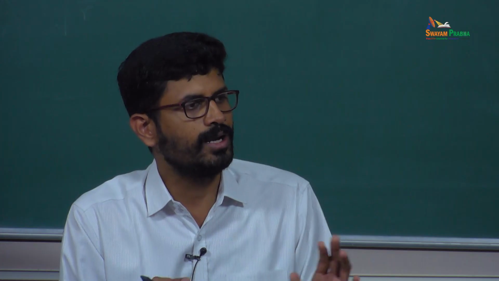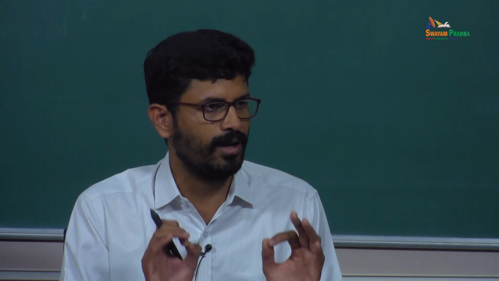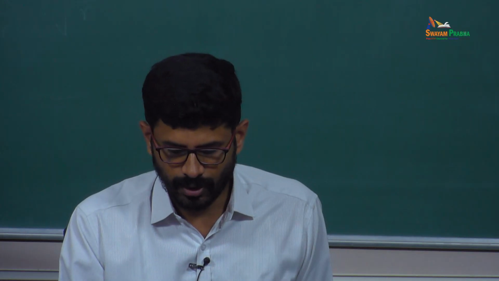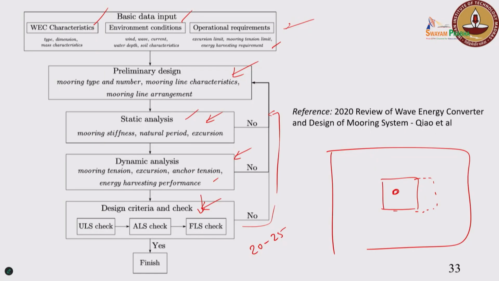So by doing all these analyses, what we are trying to find is whether it is within the limit or not, whether my item will be sustaining, whether it will be safe for the 20 to 25 years service life, right. So that is why we do this ultimate limit state, accidental limit state, fatigue limit state, right. Once it satisfies all these, it is finished.